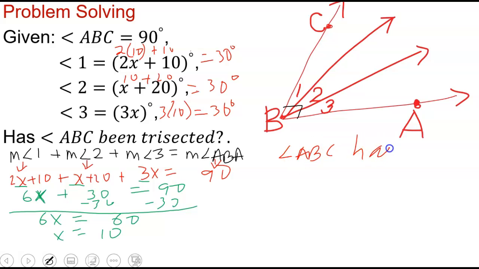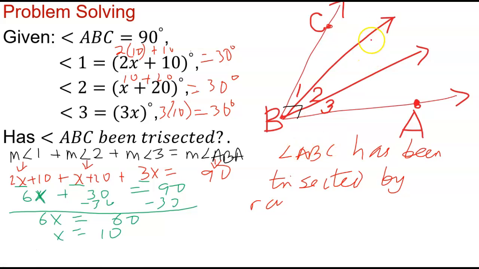So knowing that all three measures are congruent, then we can say angle ABC has been trisected by rays. Well, we can't name these rays because we don't have any other letters on them to name them. So we just say it has been trisected.